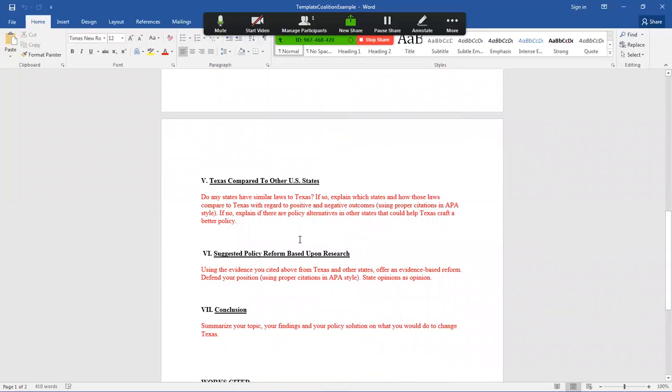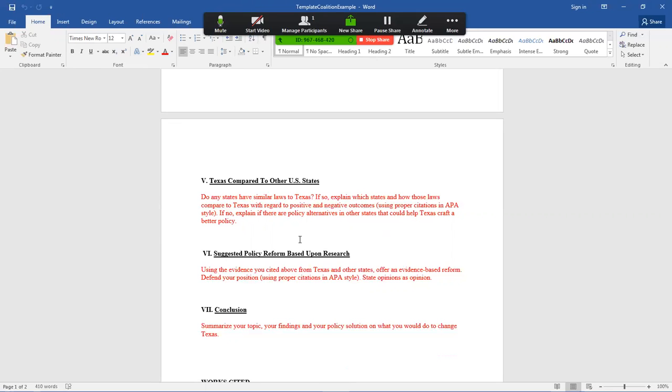Texas compared to other states. You guys know how to do this. What states have similar laws to Texas? If you're looking at marijuana legalization, basically every state that's not Colorado, California, I'm trying to think of all the states that have legalized recently, are similar to Texas. So you basically go down and you say all the states that have marijuana legalized, and Texas does not, and the states that are like Texas.